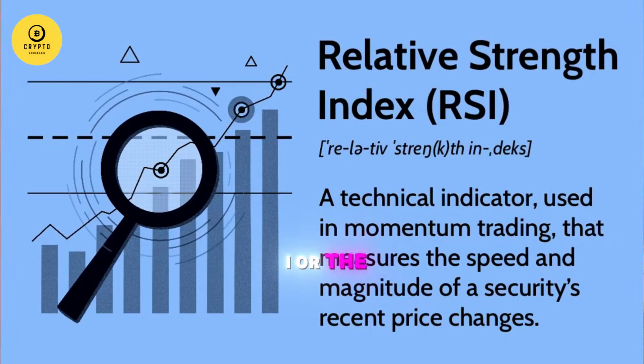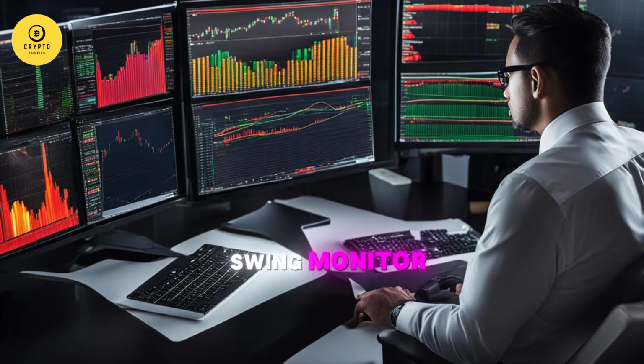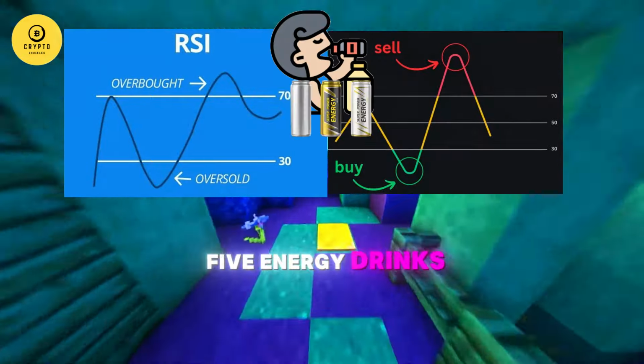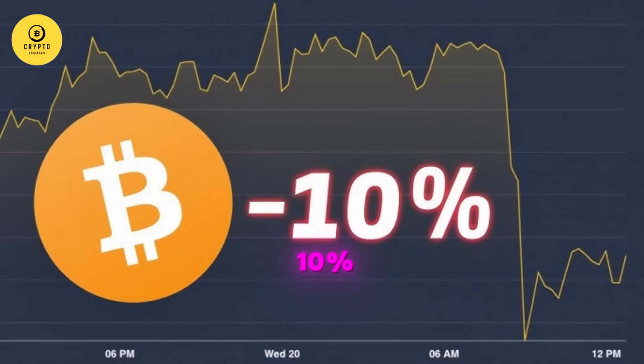Next is RSI, or the Relative Strength Index, which is basically the market's mood swing monitor. Over 70, it's super excited and maybe overhyped. Think of someone who just drank 5 energy drinks. Under 30, it's sad like me when Bitcoin drops 10%.